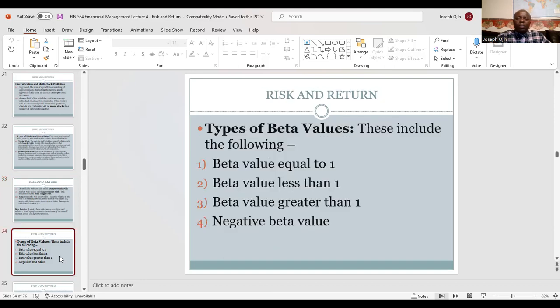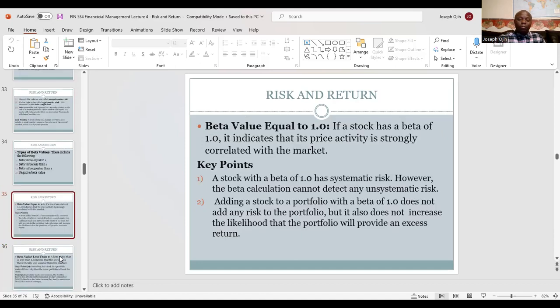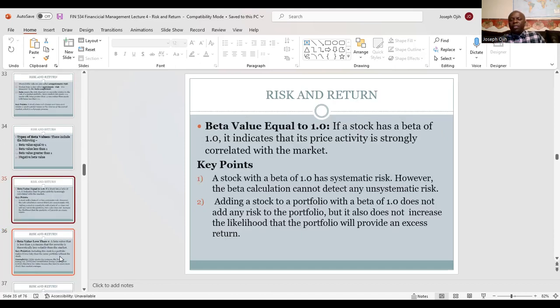Now let's look at the types of beta. After that, at the end, I will explain why market risk is one. But let's look at the types of beta. There's beta equal to 1, beta values less than 1, beta values greater than 1, and then we have negative beta. Let's start with the beta value equal to 1.